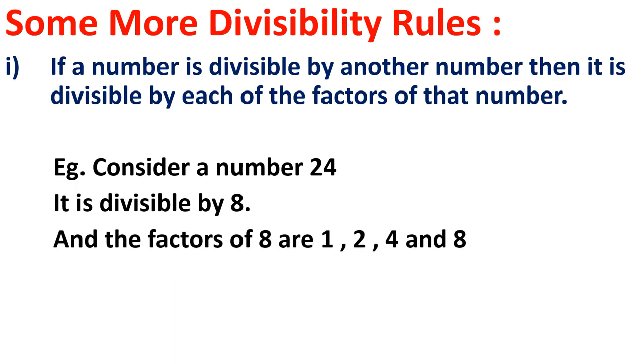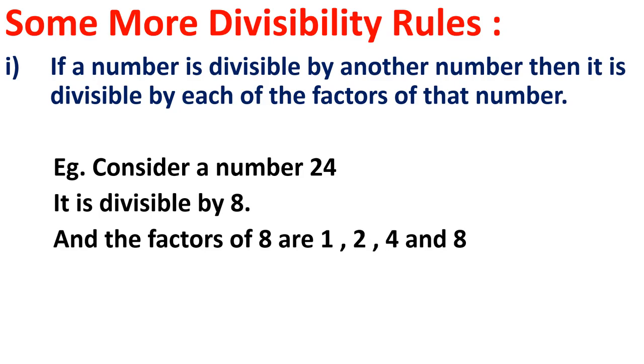And factors you know how to make. Factors of 8 are 1, 2, 4 and 8. In this table 8 will come. 1 eight is 8 and 2 fours are 8. Now you can see that 24 is divisible by all the factors of 8 also.